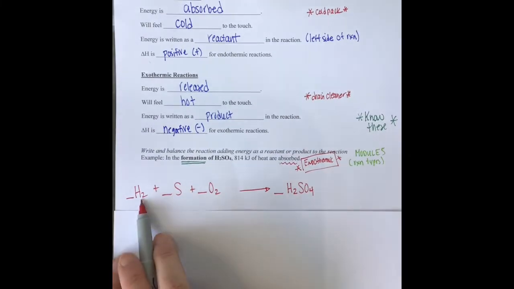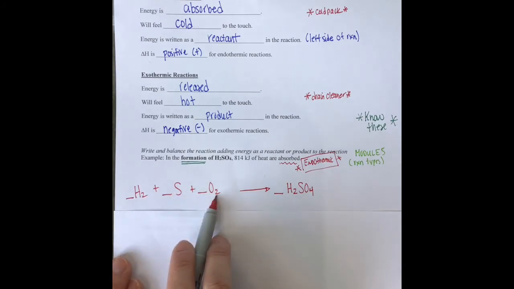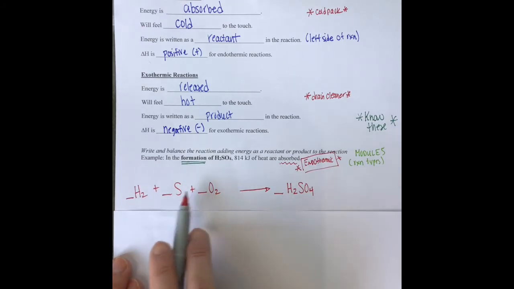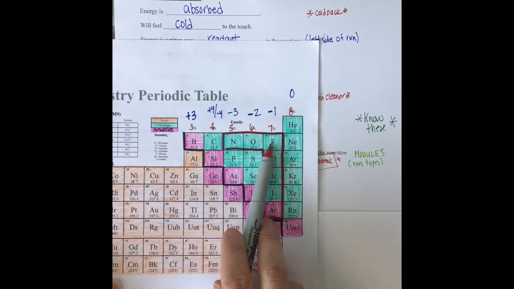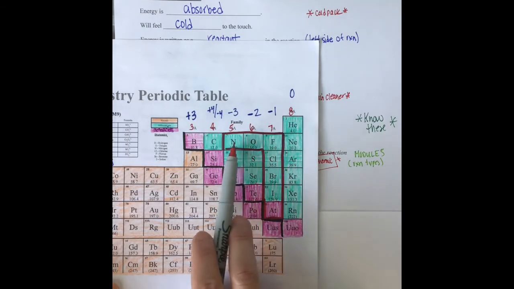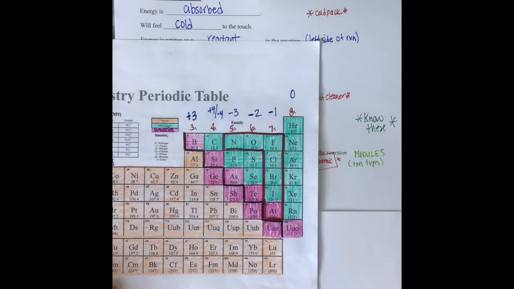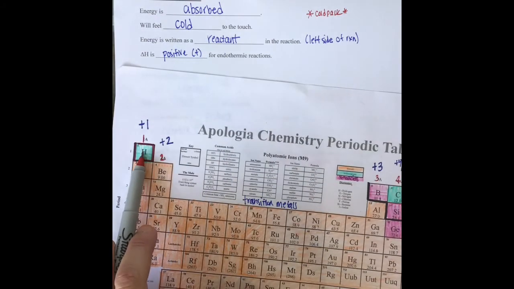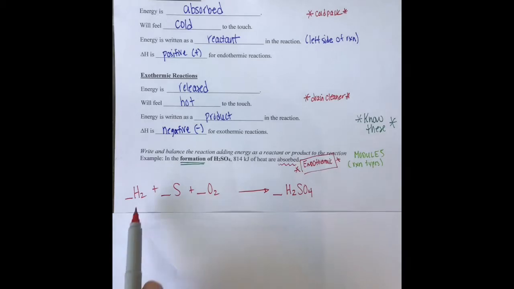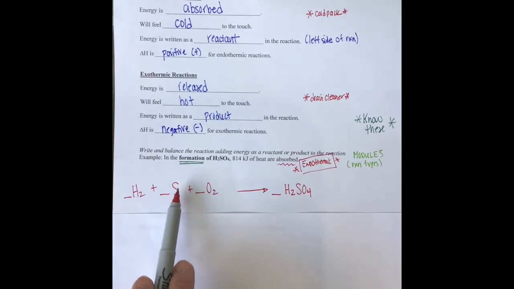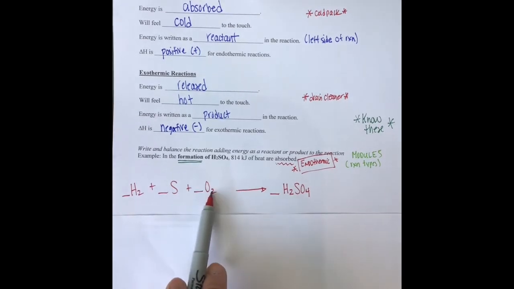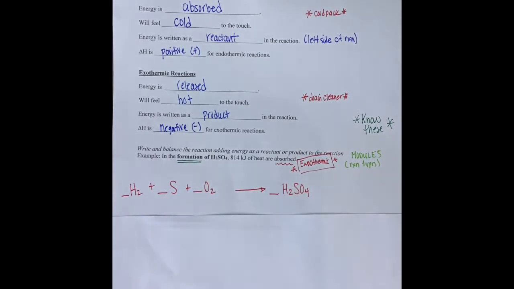Now, why did I write H2 and O2 with 2's after them, but I didn't for sulfur? Do you remember that rule we learned about the 7 diatomics that can never be by themselves? That rule still applies. Hydrogen and oxygen both are diatomic gases. So I have H2 plus sulfur, it can be by itself, plus O2 forming H2SO4. Now I'm going to balance this.